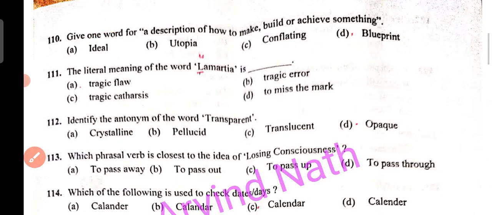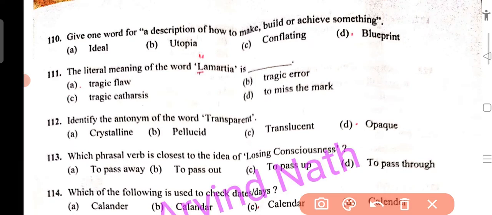Now question number 111: the literal meaning of the word hamartia is option A, tragic flaw. That will be the right answer. Now question number 112: identify the antonym of transparent. Its antonym will be option D, opaque.